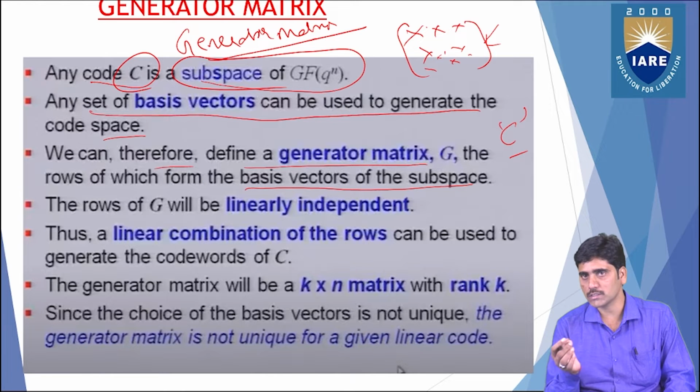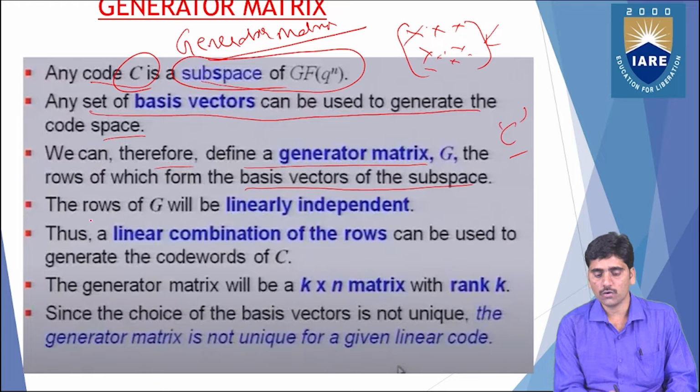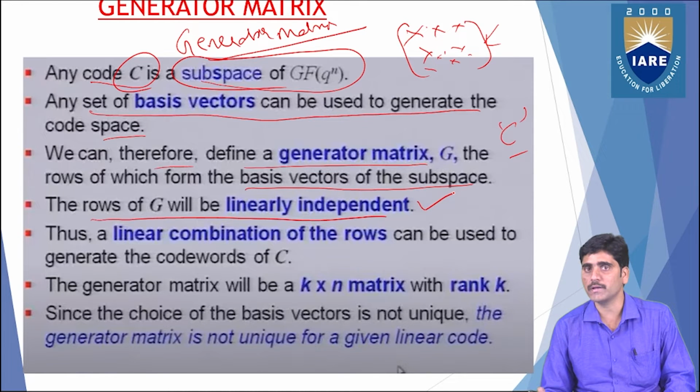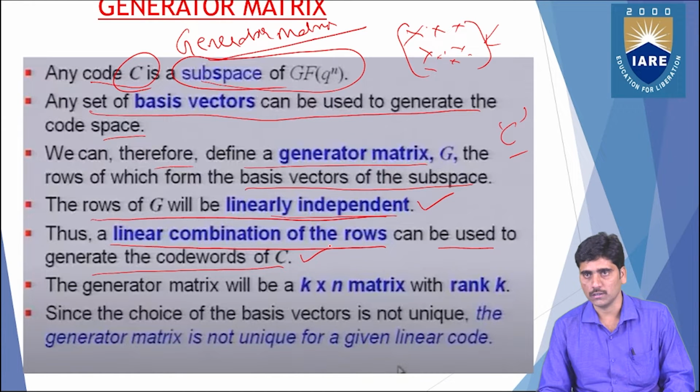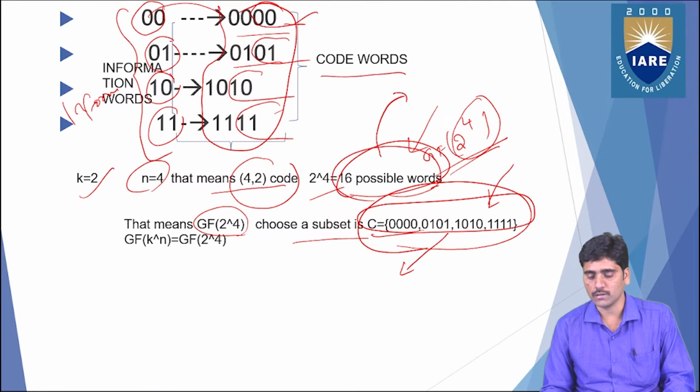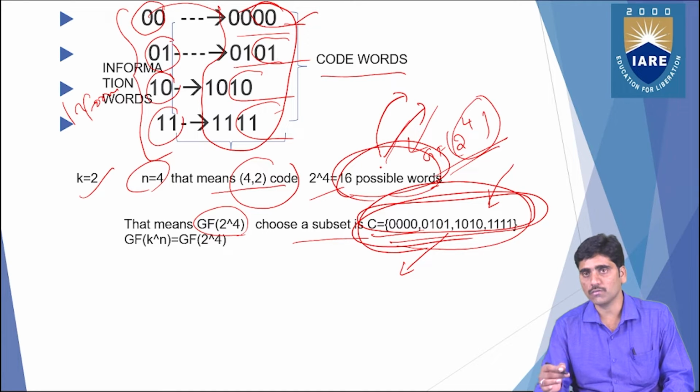Definitely one subspace is going to be derived from all the possible words. So the rows of G are said to be linearly independent. The rows are not the same or dependent on each other, so that means they are linearly independent. Thus, a linear combination of the rows can be used to generate the code words of C. So that is what we derived here. These are all the code words generated from all the possible words. Among all the possible 16 words, we are choosing only one subset.